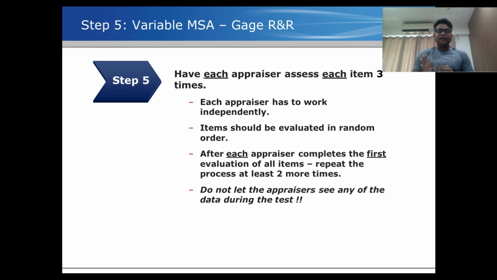In any random order, items can be given to the operator for measurement. After each appraiser completes the first evaluation of all items, repeat the process at least 2 more times. Means you also have to follow 2 trials, trial 2 and trial 3. Do not let the appraiser see any of the data during the test. So don't allow them to see the data of what they have measured first.